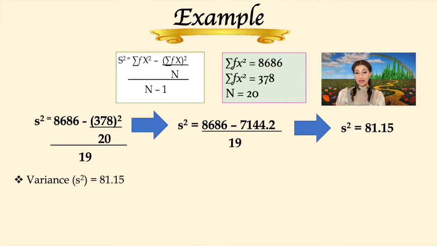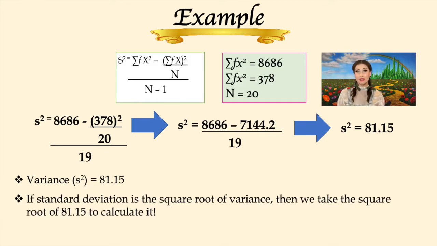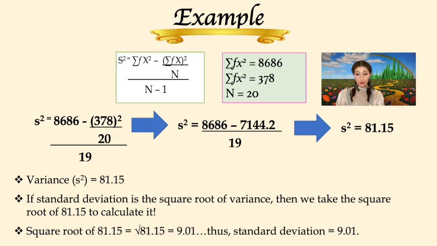If standard deviation is the square root of variance, all we need to do is take the square root of 81.15 to calculate it. So the square root of 81.15 is going to be 9.01. Therefore, our standard deviation is equal to 9.01.